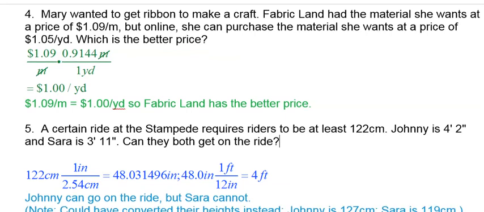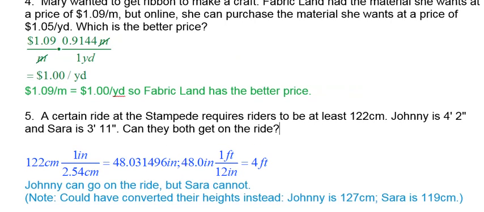Now, as I mentioned, you could have done it the other direction. So if you want to try it the other direction, I've got the answers here for you. Johnny's height, 4 foot 2 inches, works out to 127 centimeters. Sarah's height works out to 119 centimeters. It still works out though. Johnny's taller than the limit, Sarah's shorter.